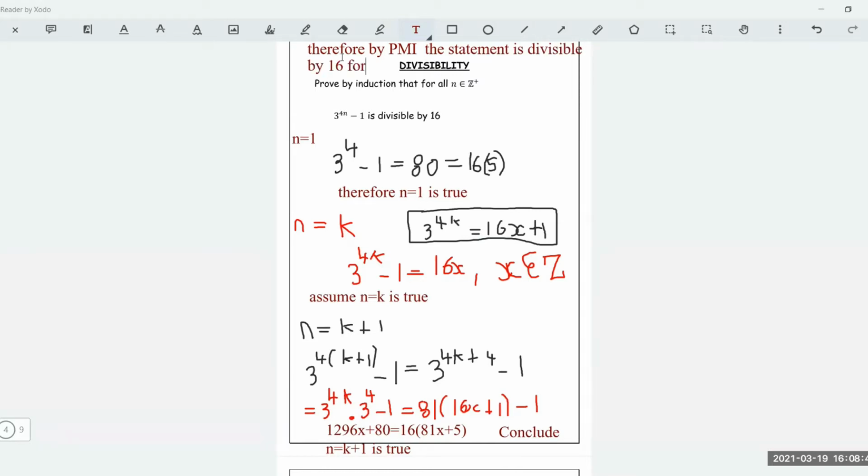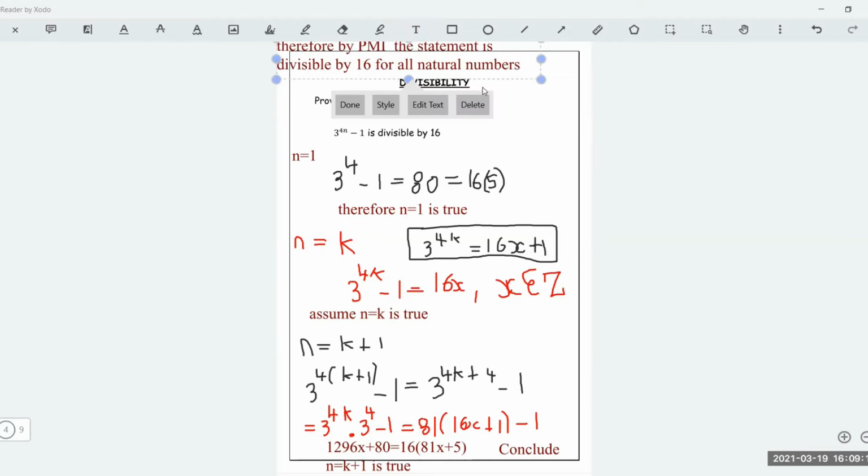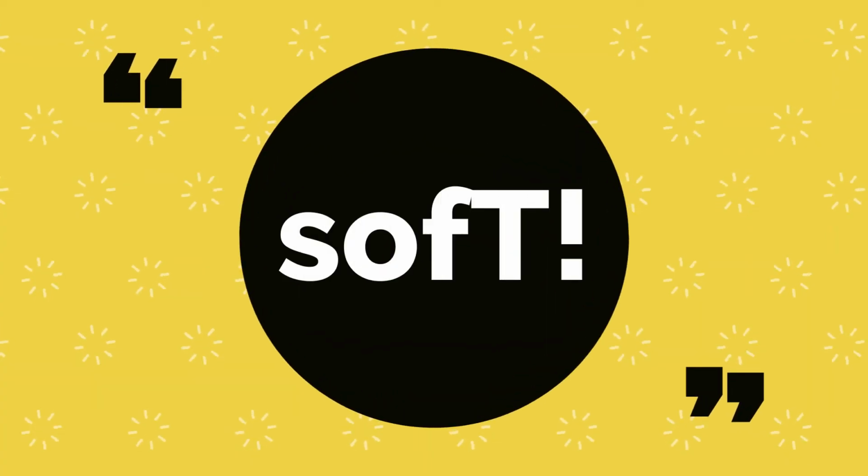for all, it says for all positive integers, so you can just say for all natural numbers. That's your conclusion. You just tell them that by mathematical induction, the statement given is true. It is divisible by 16 for all natural numbers. Nice, so that's an easy example. Let's look at a hard one now.